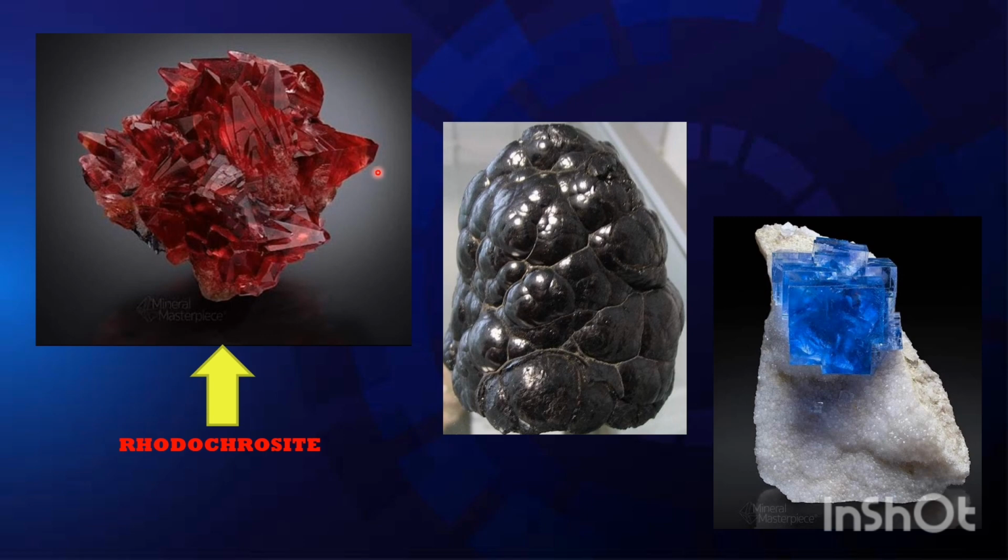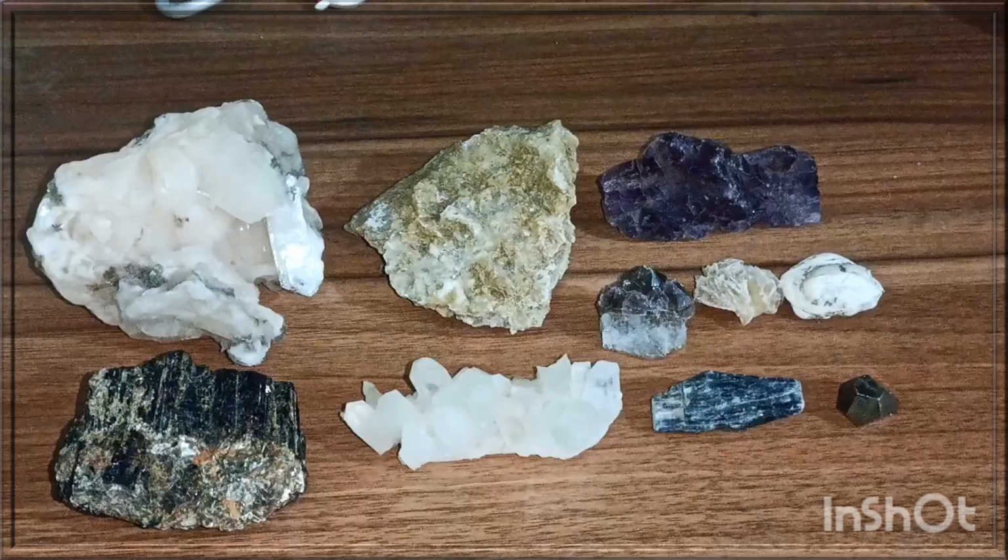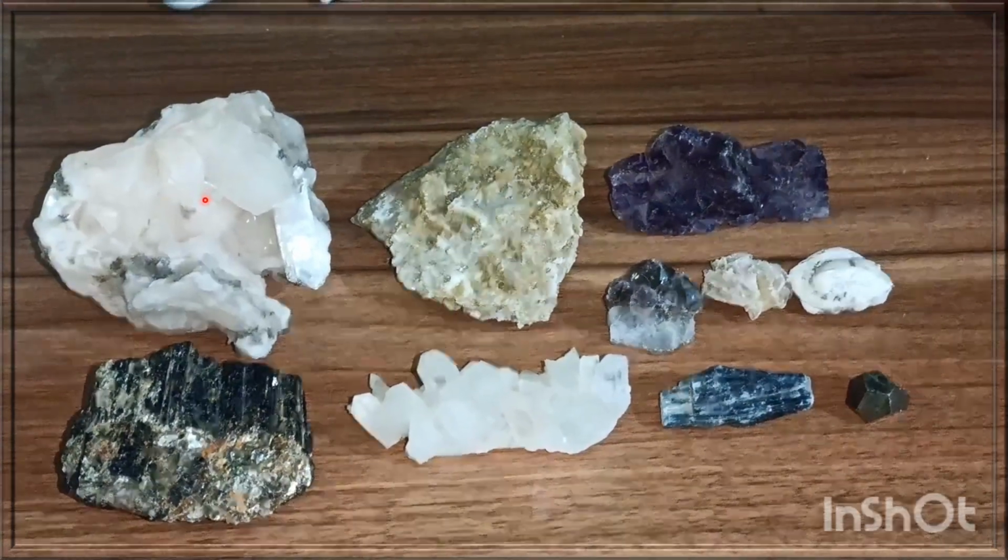And the next one, which you can see, this black shiny mineral, is uraninite. This is a uranium oxide mineral, which is highly radioactive. Lastly, we have this blue cubic fluorite, a calcium fluoride mineral, commonly found as cubes and octahedrons. This is a halide mineral, this is an oxide mineral, and this is a carbonate mineral. You will see grouping of minerals in later slides. These are the general minerals. Now let's see some of the real mineral specimens.